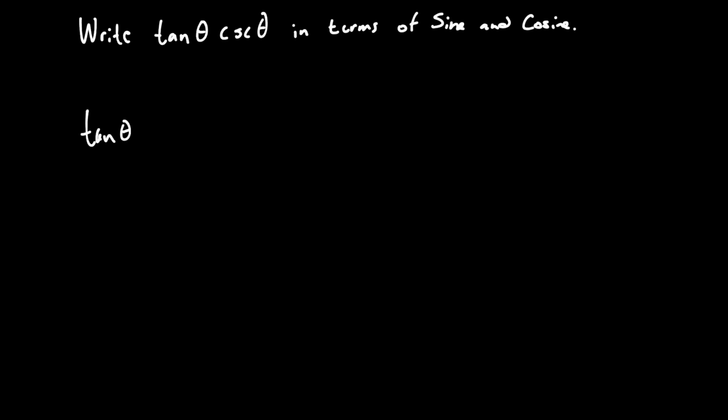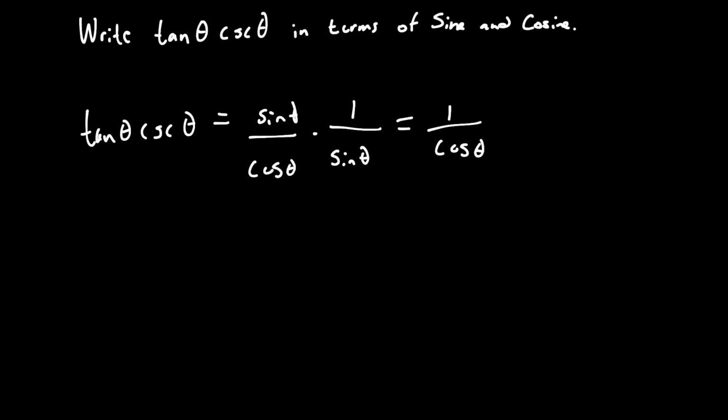Tan theta times cosecant theta can be rewritten as sine theta divided by cosine theta times 1 divided by sine theta. The sine thetas cancel out and we're left with 1 divided by cosine theta. So tan theta and cosecant theta written in terms of sine and cosine theta is 1 over cosine theta. To simplify 1 over cosine theta, we could just rewrite this as secant theta.